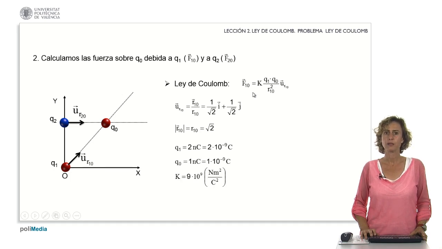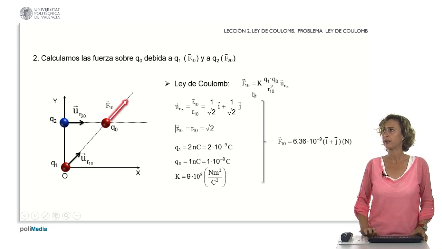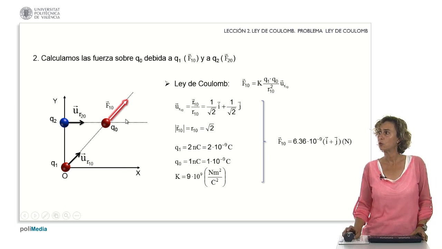And the value of K, which let us remember was 9 times 10 to the 9 in the international system, Newton square meter per square Coulomb. It should be noted that all units must be in the international system. Substituting values, we obtain the value of F sub 1 sub 0. As we see in the slide, we draw this force, and we would already have the force that appears on Q sub 0 due to the existence of Q sub 1.